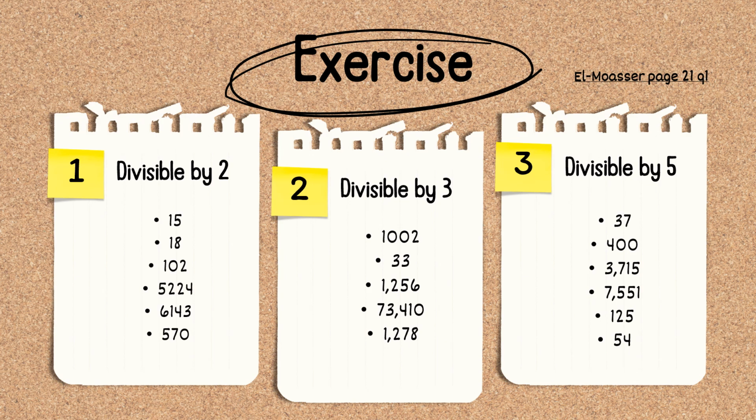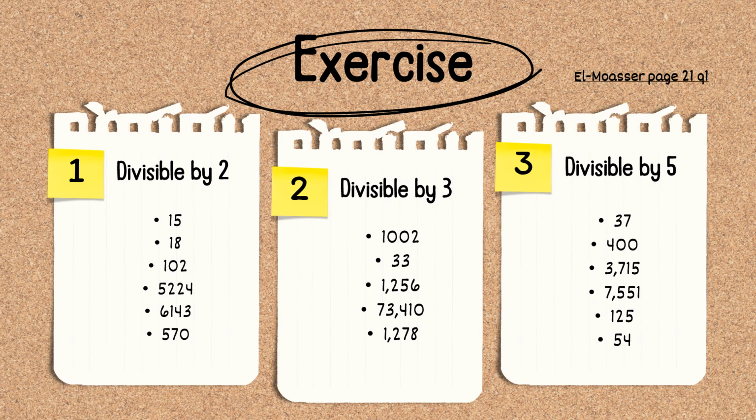Number 2, divisible by 3. Let's go to the list of numbers. What is the rule of the divisibility of 3? What is the rule? Yes, excellent math champions. The sum of the digits should be equal or should be a multiple of 3, or in the timetable of 3, or divisible by 3. Okay, let's test it.